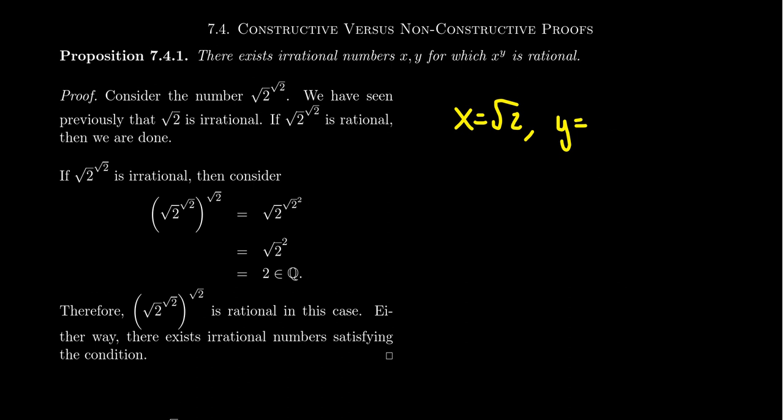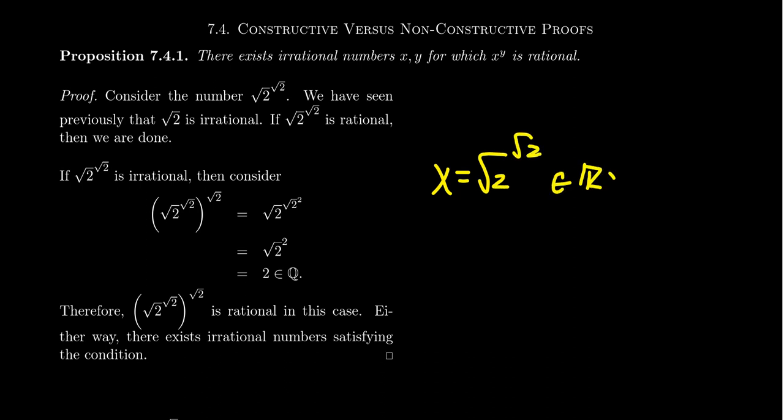But we don't actually know if it's rational. If it's rational, then we're done. If, on the other hand, the square root of 2 to the square root of 2 power is irrational, then take the following situation. I'll take x to be the square root of 2 to the square root of 2, because we're assuming now it's irrational. And then I'll take y to be the square root of 2, which again, we know is irrational. We're going to take the square root of 2 to the square root of 2 to the square root of 2 power. Now, by exponential properties, if you have this repeated chain of exponents, you multiply the exponents together.